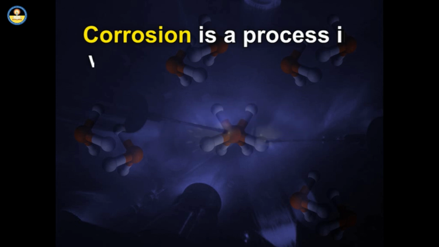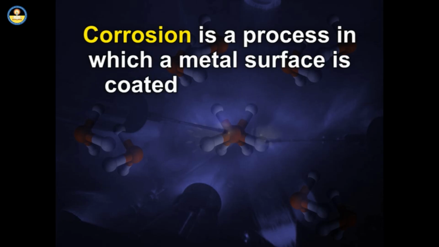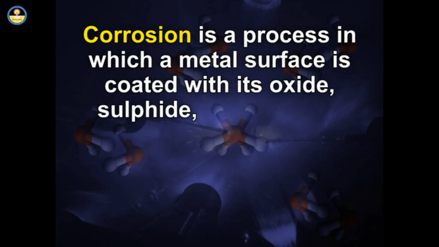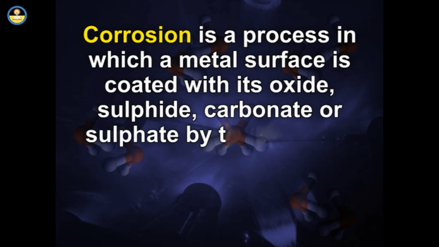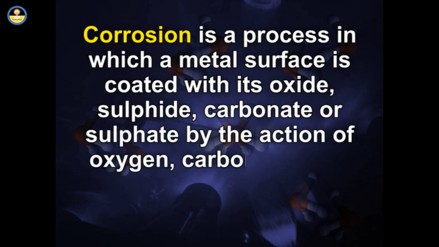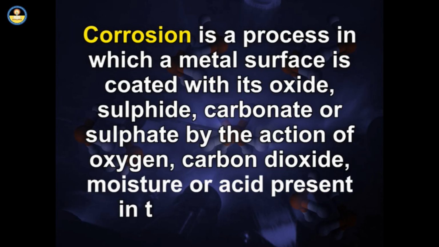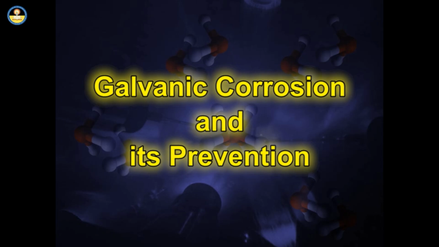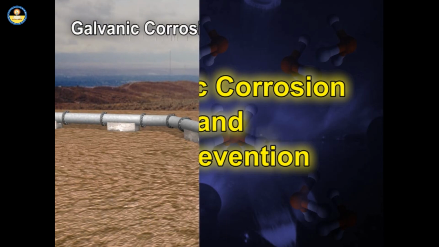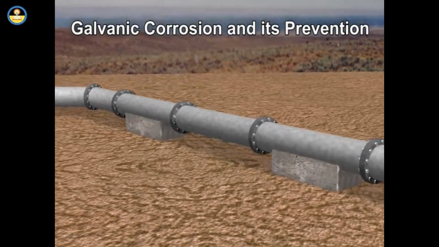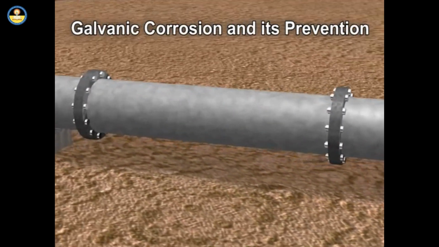Corrosion is a process in which a metal surface is coated with its oxide, sulfide, carbonate, or sulfate by the action of oxygen, carbon dioxide, moisture, or acid present in the atmosphere. Let us now learn about galvanic corrosion and its prevention.